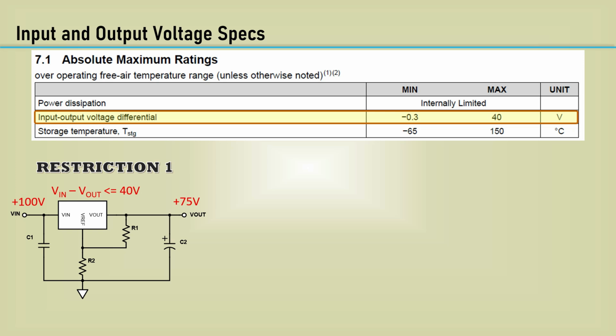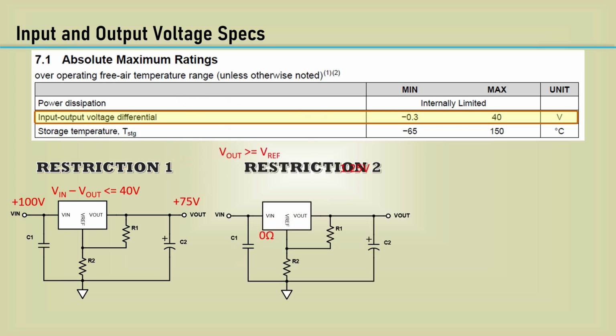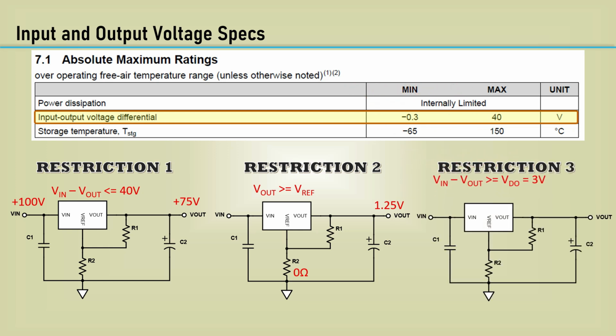The second restriction is the output voltage can never be below 1.25 volts. Vout must be greater than or equal to the 1.25 volt reference Vref. The third restriction considers the dropout voltage spec of the regulator, which is 3 volts maximum. So Vin minus Vout must be greater than or equal to 3 volts. We will make use of Excel's data validation tool to ensure these restrictions.